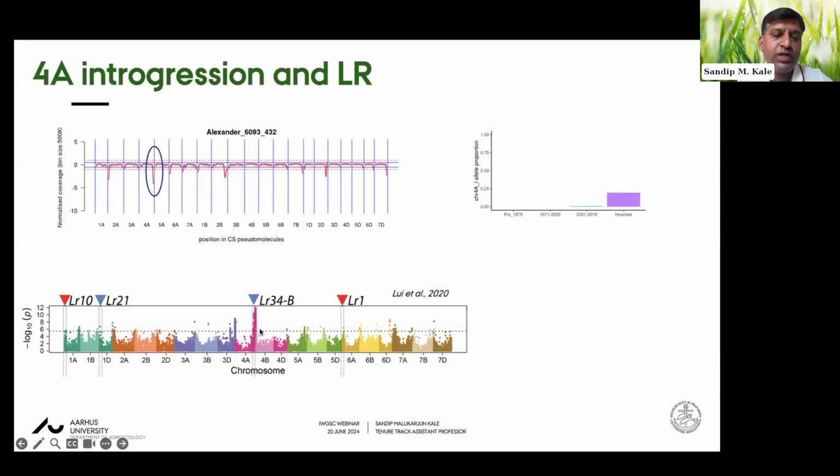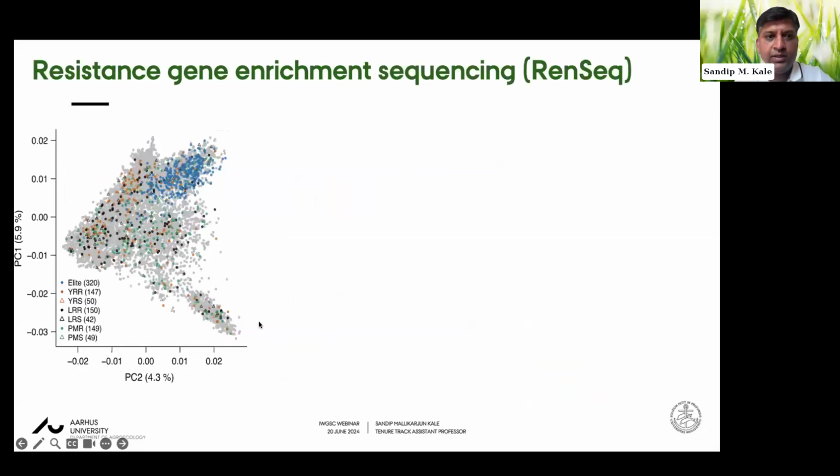But at that time the introgression was not known, and then we thought that it's related to this Lr34. But after the identification of this introgression, we can clearly see that the resistance in this elite line is because of this introgression and not because of this Lr34 gene. Yeah, so that was about the use of whole genome sequencing to identify the introgressions.